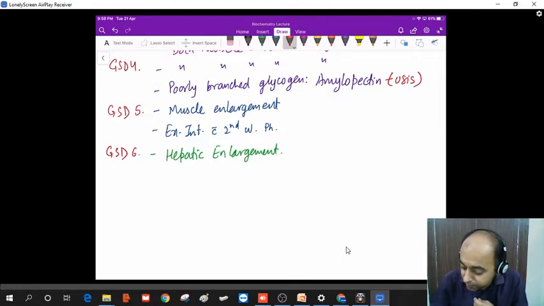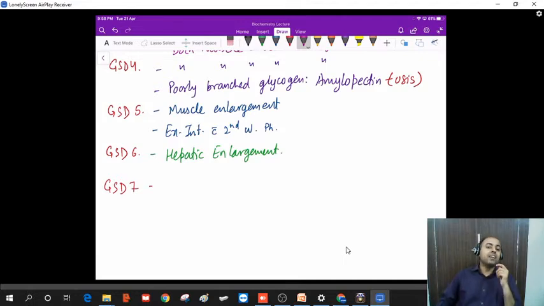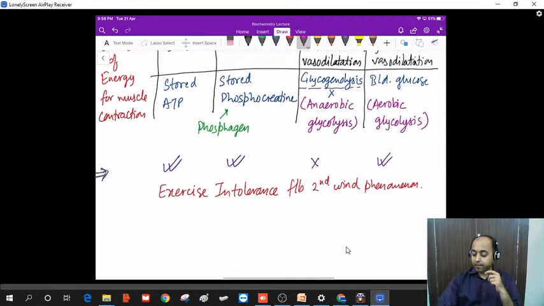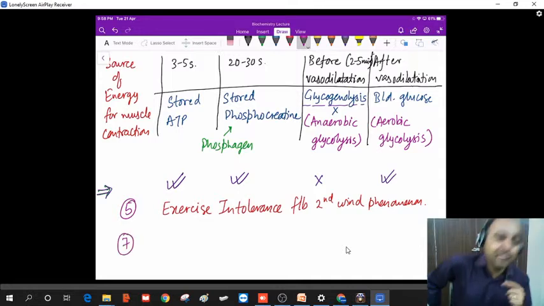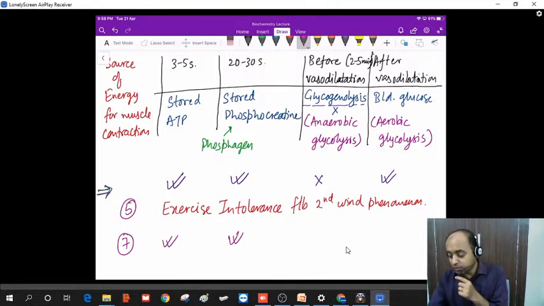Now we come to the last one, which is GSD type 7. Remember, in GSD type 7, we had mentioned the defective enzyme is PFK1. So let's go here. Now, this was type 5, and now we are talking about type 7, where the defective enzyme is PFK1. So there's another person who's affected by Tarui disease, type 7, and he also wants to participate in the marathon. So when he starts running, he's able to run for the first 3 to 5 seconds. He's able to run for the next 20 to 30 seconds. But when he goes to stage 3, the glycogenolysis is okay. The glycolysis part is defective.